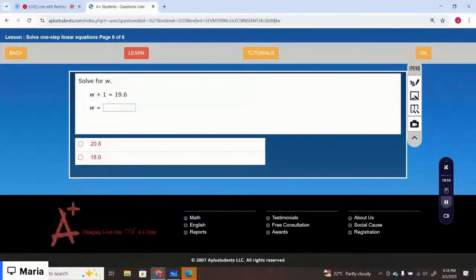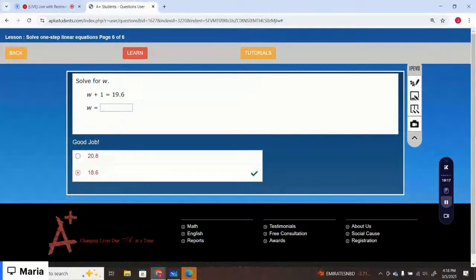Solve for W. That is, you have to subtract 1 both sides. So the correct option is 18.6. Option number 2 is the correct option.